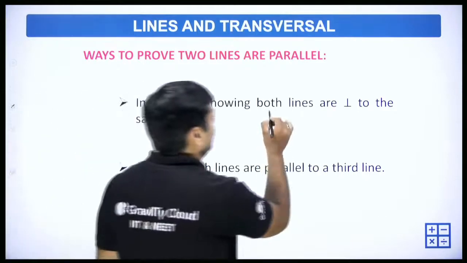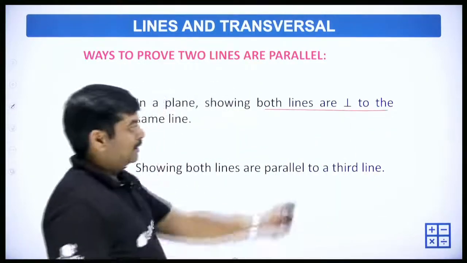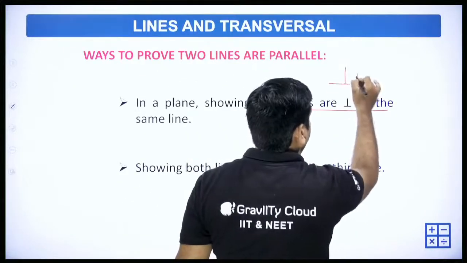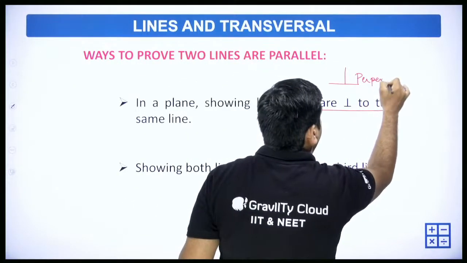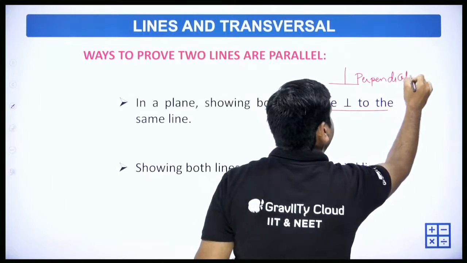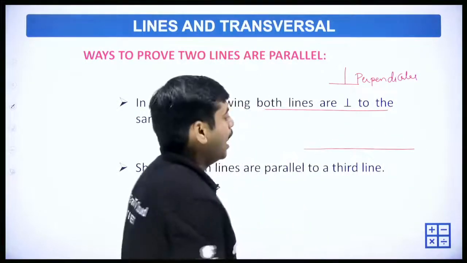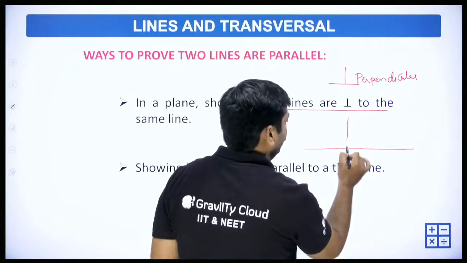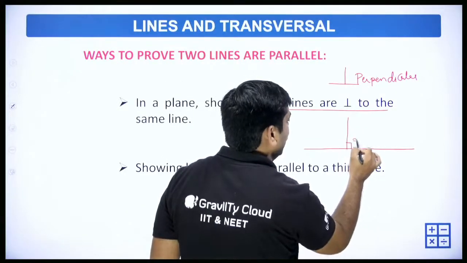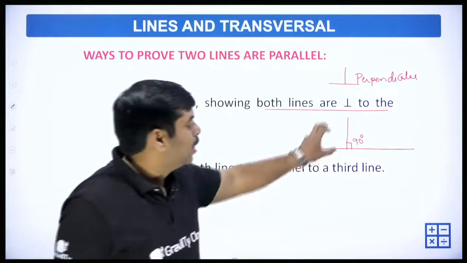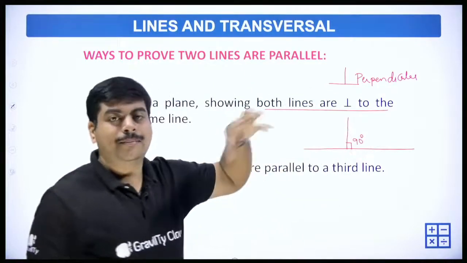showing both the lines are perpendicular to the same line. What is the symbol? This symbol, okay, this is called perpendicular. What do you mean by perpendicular? If there is a line like this, okay, and this one more line where the angle between these two is 90 degrees, we can say these two lines are perpendicular.